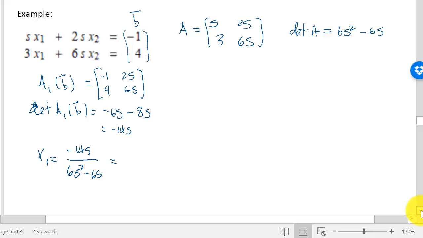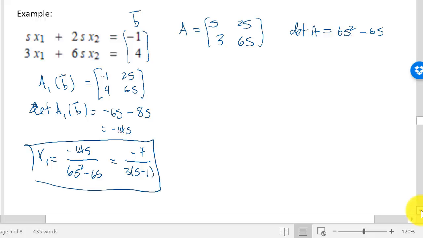I suppose we can do some simplifying. We can factor out a 6 and cancel a 2 from the top and the bottom. We can also get rid of an s. So it'll look like negative 7 divided by 3 times s minus 1. So this is our x1.